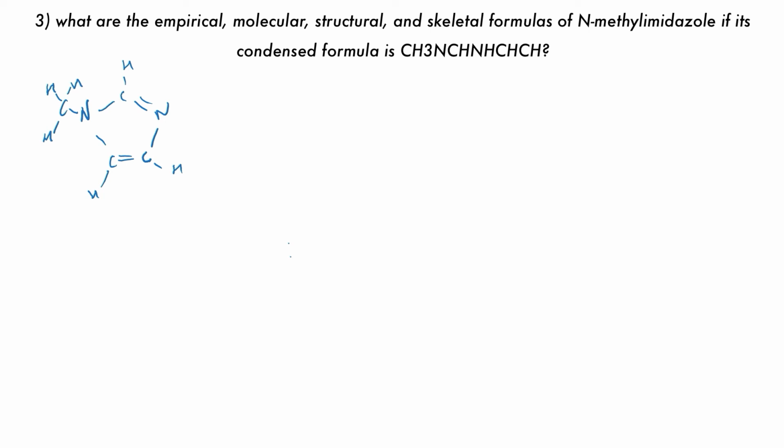Then from this, and also from the condensed formula, we can create our molecular formula. There are 4 carbons here, so it's going to be C4. There are then 6 hydrogens, and there are 2 nitrogens, so that's going to be our molecular formula. And then we have our empirical formula, which of course is, as always, the simplest number ratio of these. So we have C2, H3, N, and that is going to be our empirical formula. Okay, so now we have our structural, our molecular, and our empirical.